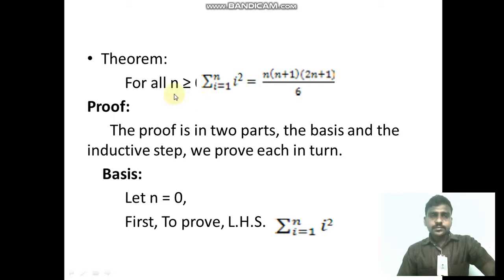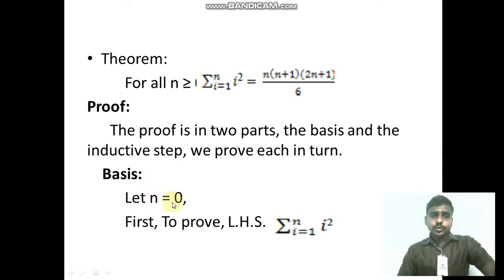This is the theorem, and it is a very important 8-mark question. For all n greater than or equal to 0, summation I equal to 1 to n of I square equals n into n plus 1 into 2n plus 1 divided by 6. Prove this equation by induction, that means the inductive method. As I told you, there are two parts, the basis part as well as the inductive part. In the basis part I am assigning n equal to 0.